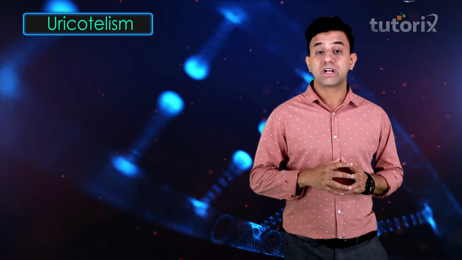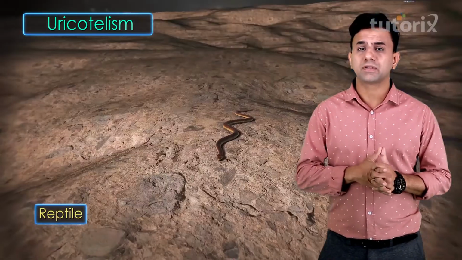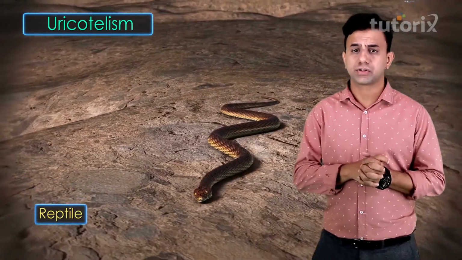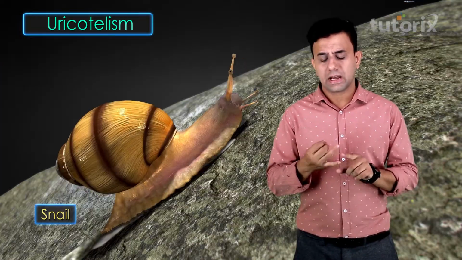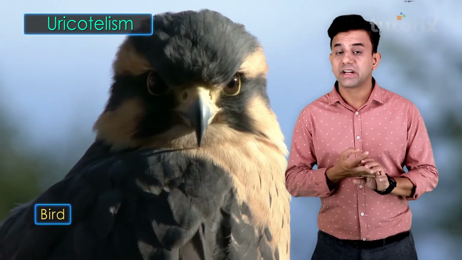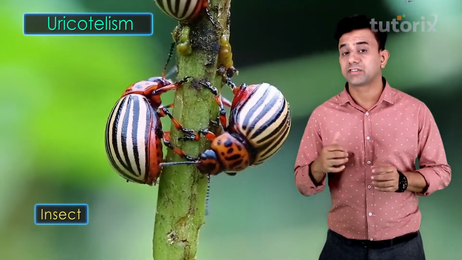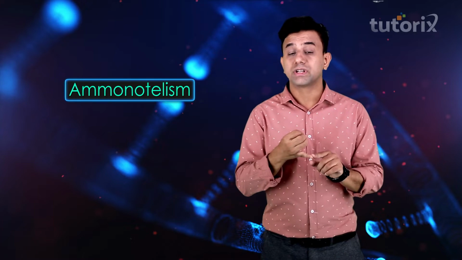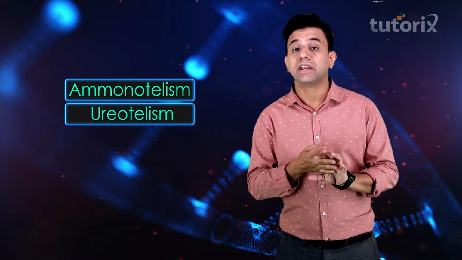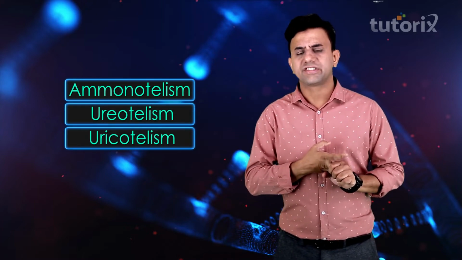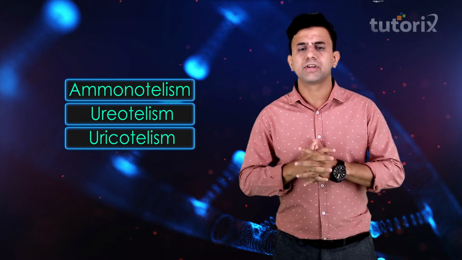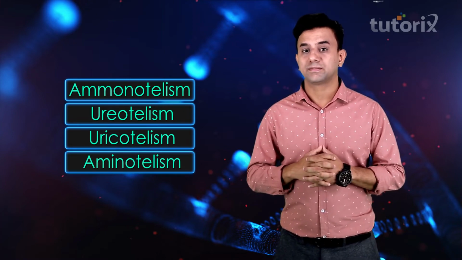Having understood uricotelism in and out, let us see some of the examples which show this type of excretion. Reptiles, land snails, birds and insects are some of the examples which show this type of excretion. Well friends, we are done with three types of excretion, that is ammonotelism, ureotelism and uricotelism. Let's now talk about the other type of excretion, that is aminotelism.